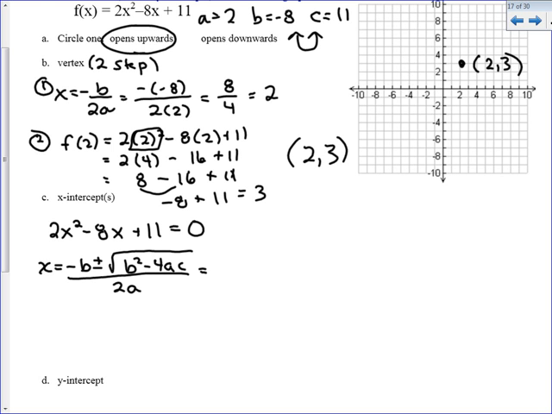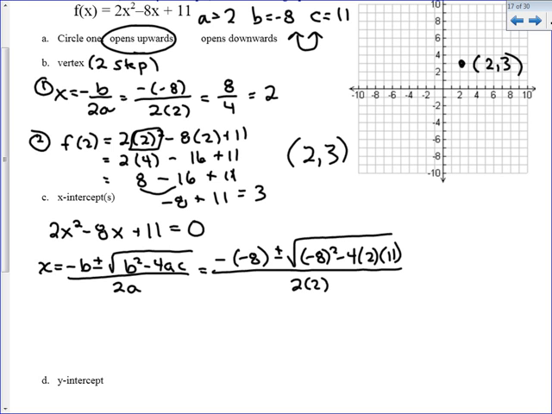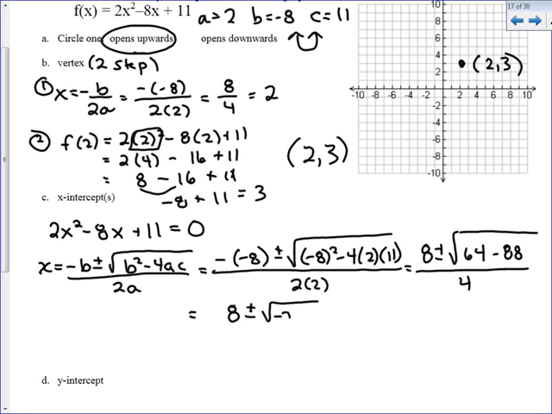So when I substitute in my a, b, and c, which I have listed at the top, or I could get them from here, negative, negative 8 plus or minus the square root of negative 8 squared minus 4 times 2 times 11, all over 2 times 2. That gives me 8 plus or minus the square root of 64 minus 88, over 4, which gives me 8 plus or minus the square root of negative 24 over 4.